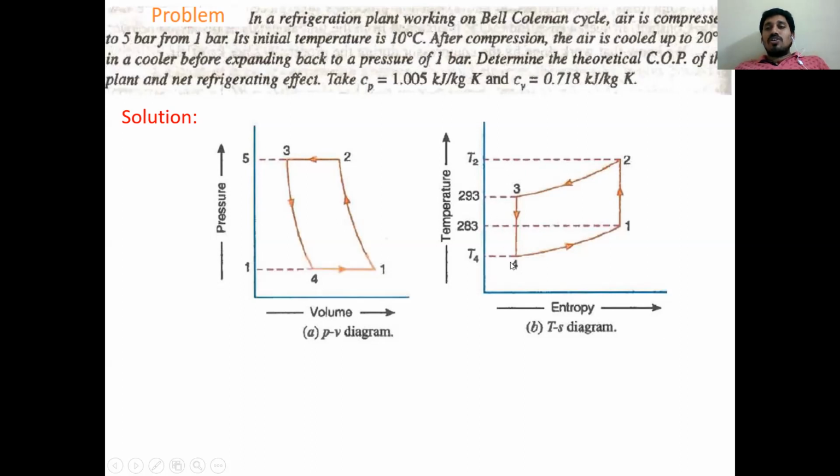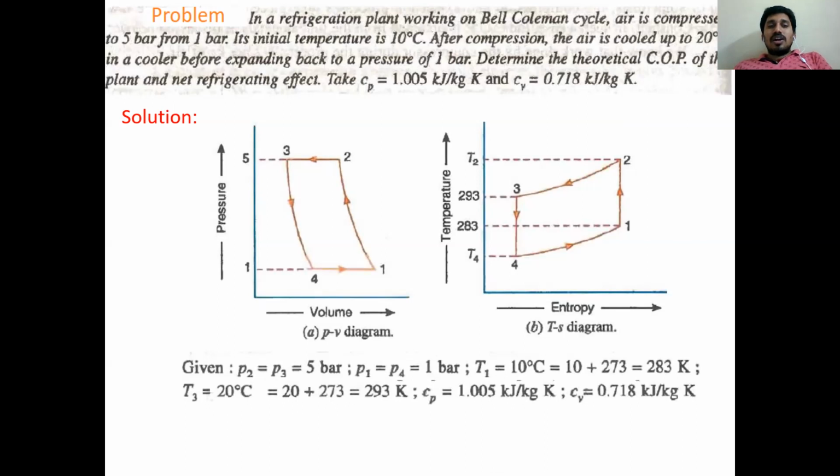Still you need to calculate two more temperatures, T2 and T4: the temperature after compression and the temperature after expansion. So first of all, we calculate these two values. Like in the previous problem, we determined these two values, but in the previous problem, compression and expansion followed a polytropic process. Here we go with an isentropic process because the polytropic index was not mentioned. Generally we go for isentropic if data is not mentioned.